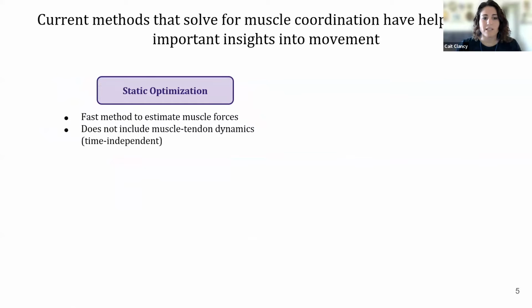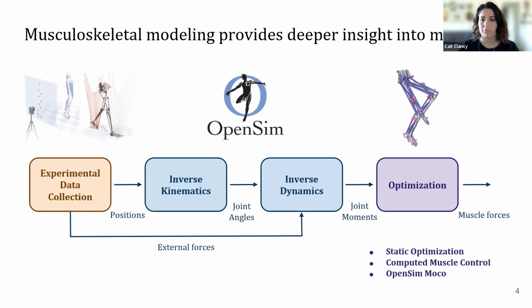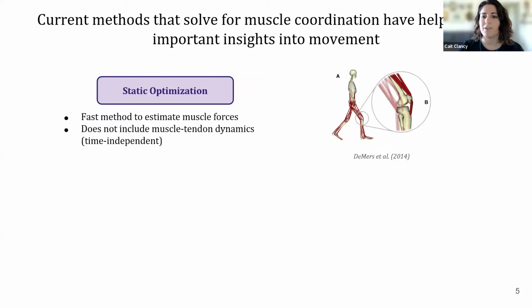Static optimization is a fast method to estimate muscle forces from joint moments. However, it does not include muscle tendon dynamics as it is time independent and each frame is solved one at a time. One example of some great research that uses static optimization is the work done by Demers and their group, in which they study how different muscle coordination strategies while walking can result in tibiofemoral contact forces.